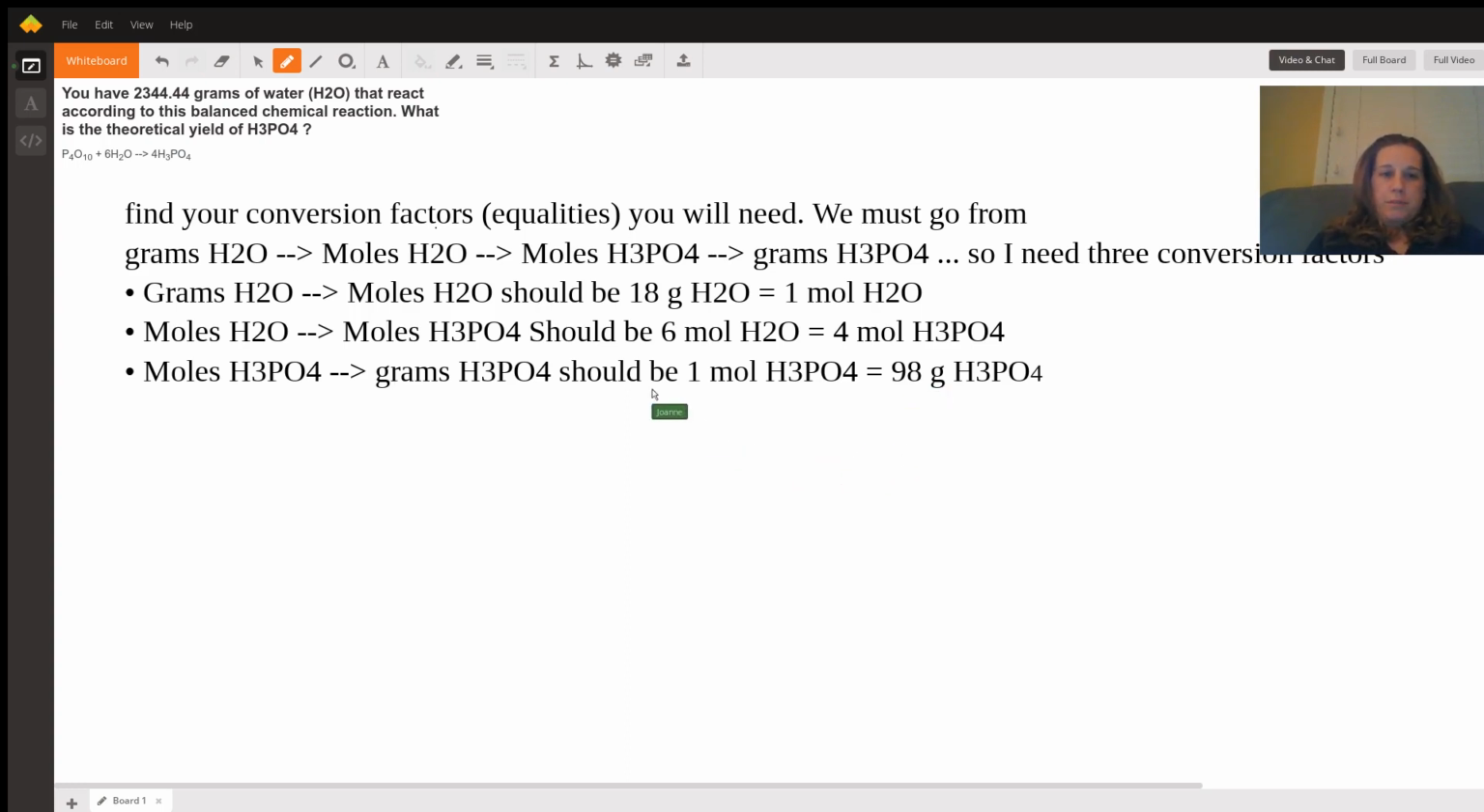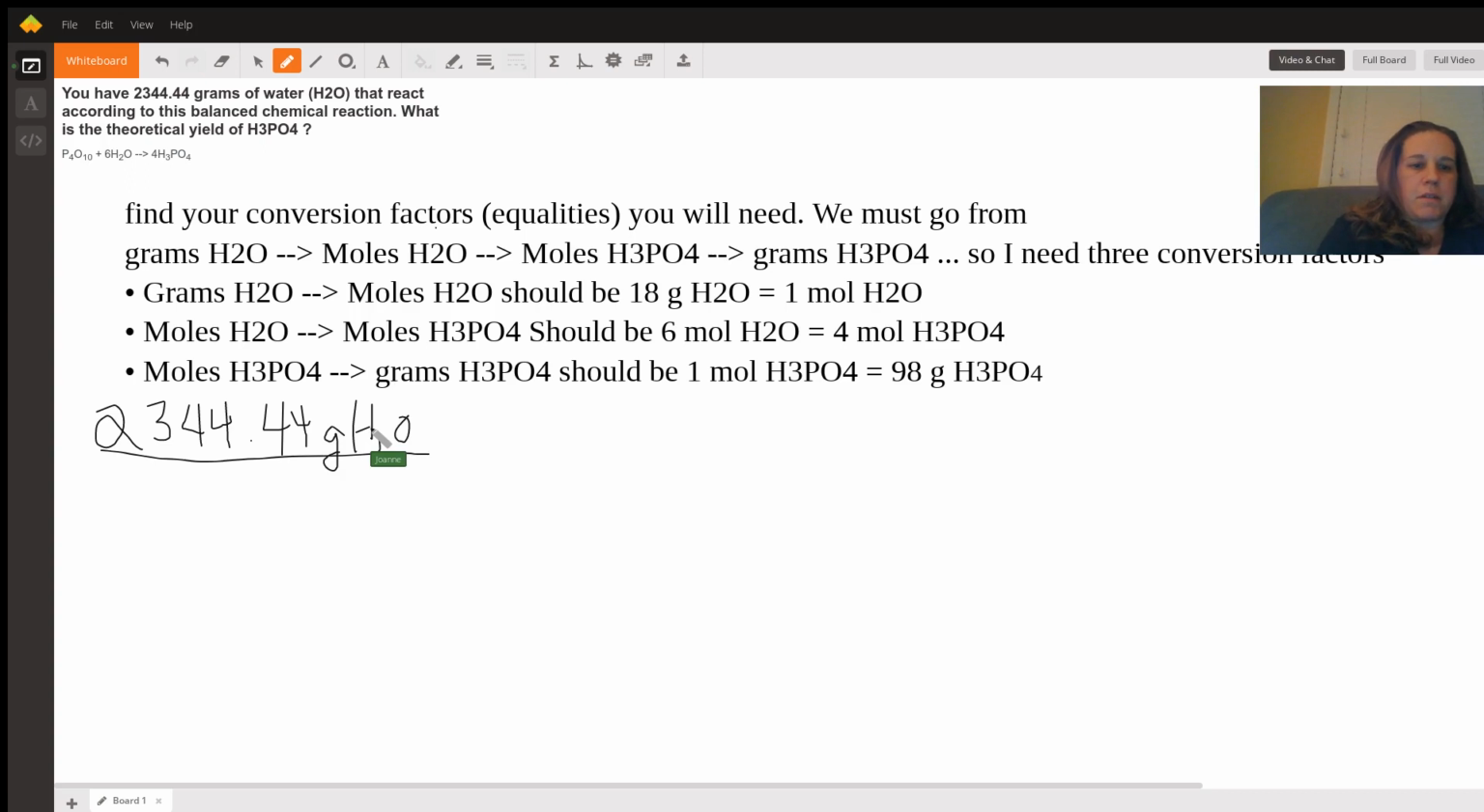So moving on, if we are going to start using dimensional analysis, we are going to want to put our given amount that we are starting with, which is grams of water, over 1. So we have 2,344.44 grams of water, and that's going to be over 1.